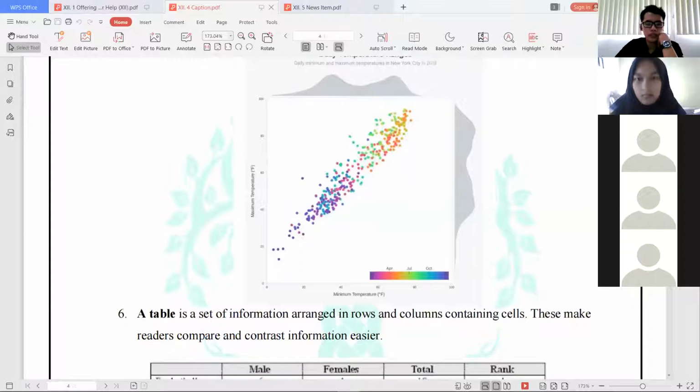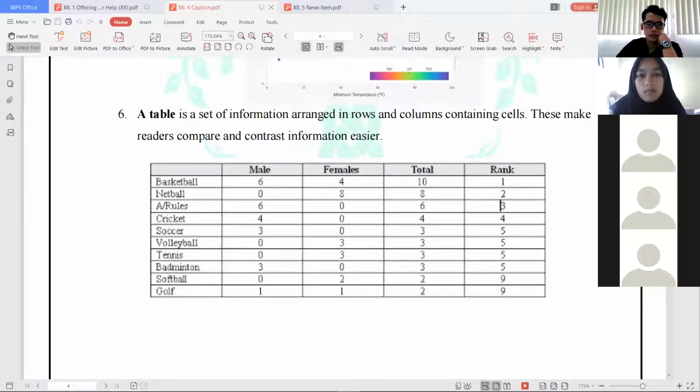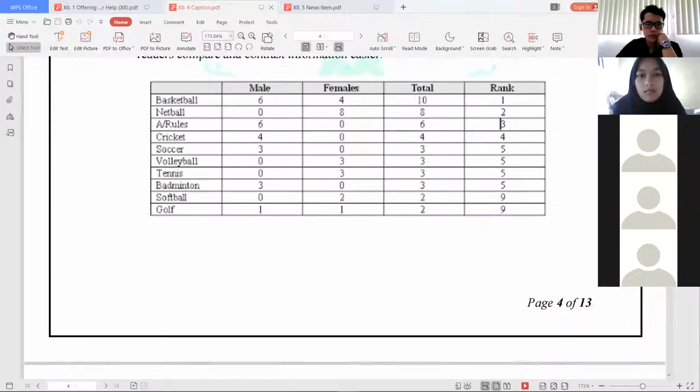For example, this table is very easy, I believe. A set of information arranged in rows and columns containing cells. This makes readers compare and contrast information easier. Example, male 6, female 4, total 10, rank 1. Rank 1 means that it is the kind of sport that has the most number of, what do we call, for example, it is hobbies, I think.